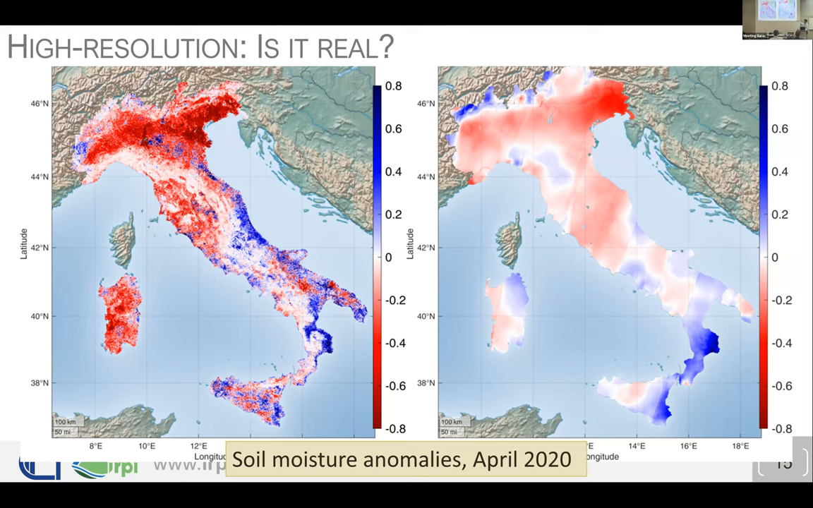I have an example for evaporation, because most of the time this product is downscaled or is using coarse resolution data, and so they are sold.